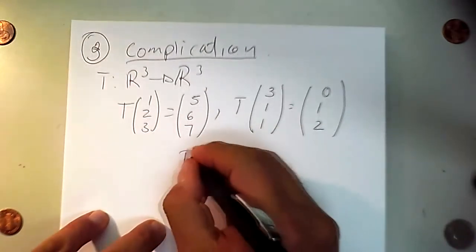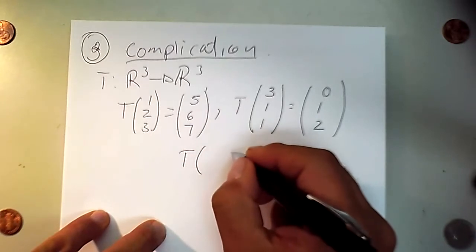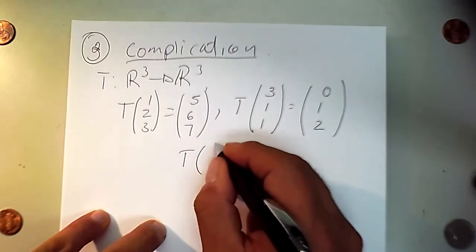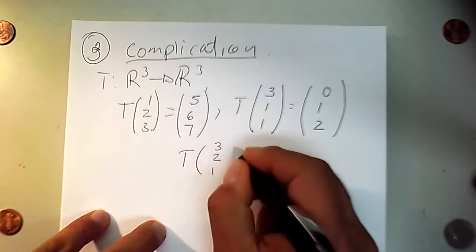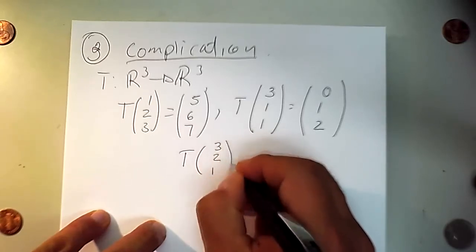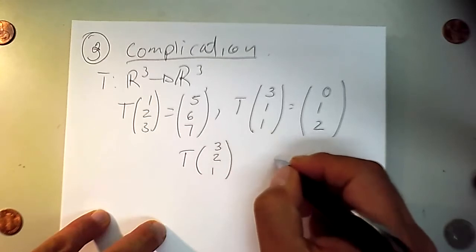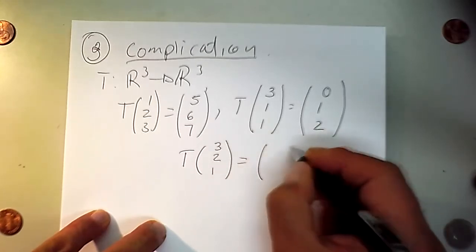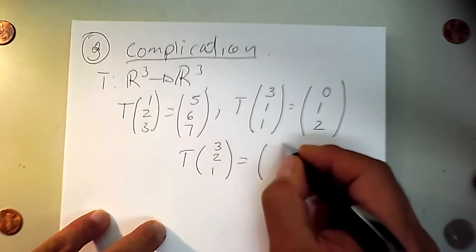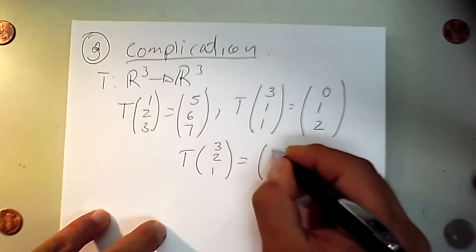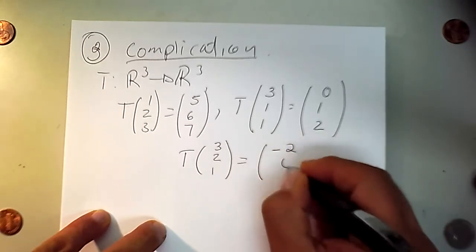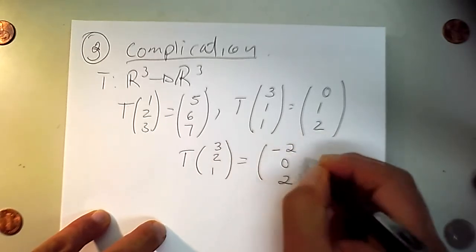And what about T of, I don't want to make it too complicated, 3, 2, 1. That should be okay. And that being equal to, again, some random number. Let's put a negative 2, 0, and a positive 2. Okay.